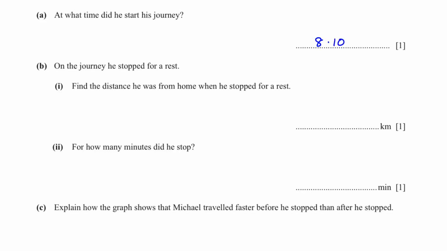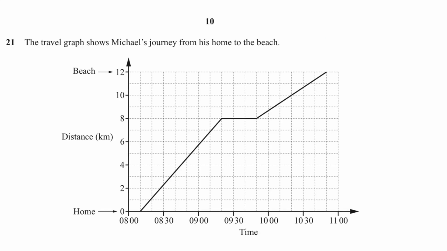Next, on the journey, he stopped for a rest. Find the distance he was from home when he stopped for a rest. We can see he stopped for rest here, and the distance is 8 kilometers away from his home.